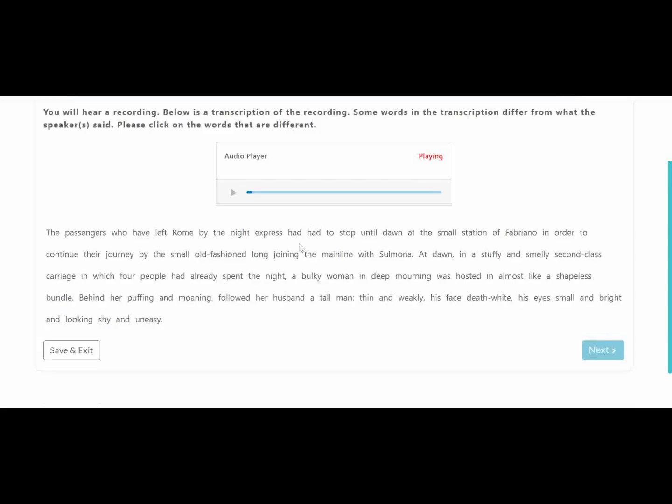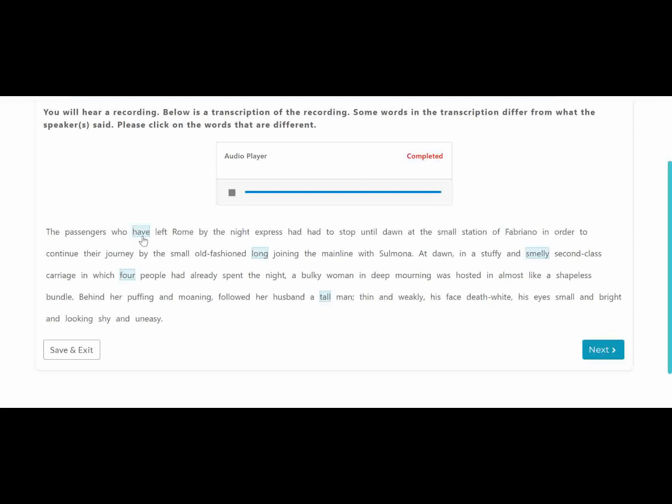The passengers who had left Rome by the night express had to stop until dawn at the small station of Fabriano in order to continue their journey by the small, old-fashioned local, joining the main line with Sulmona. At dawn, in a stuffy and smoky second-class carriage in which 5 people had already spent the night, a bulky woman in deep mourning was hoisted in, almost like a shapeless bundle. Behind her, puffing and moaning, followed her husband, a tiny man, thin and weakly, his face death-white, his eyes small and bright, and looking shy and uneasy.